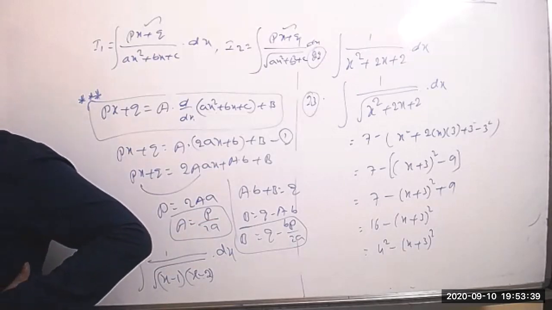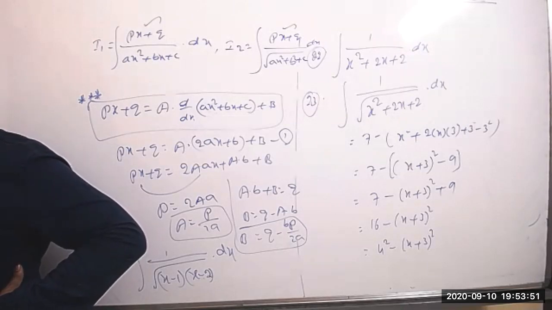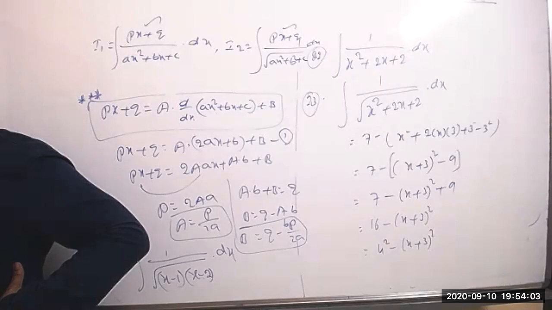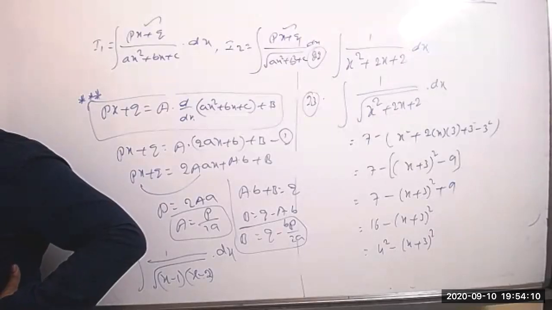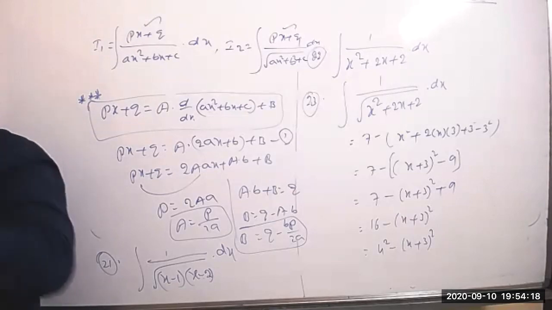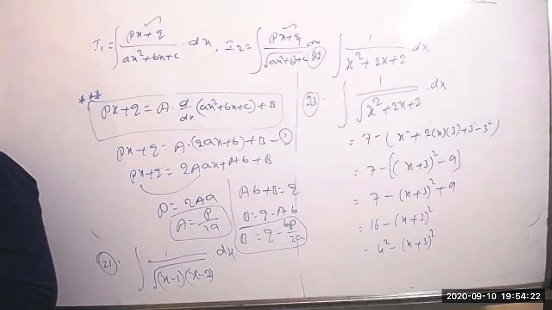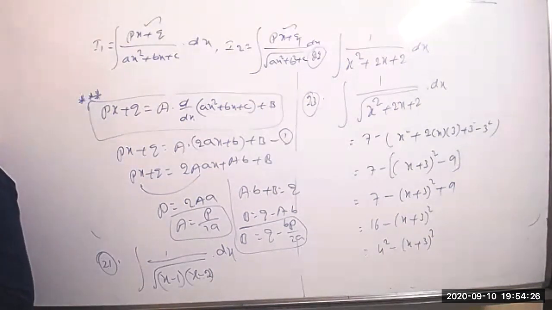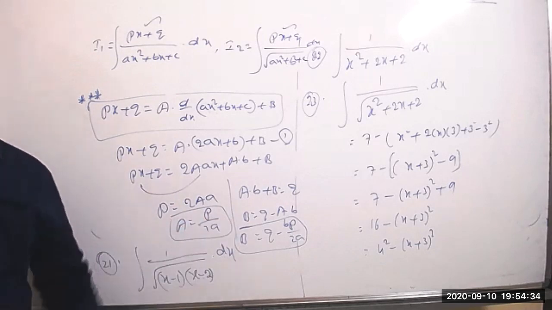Here capital A and capital B are real numbers whose values are to be found out by comparing the like coefficients on both sides. Then you can write the value of A, B.